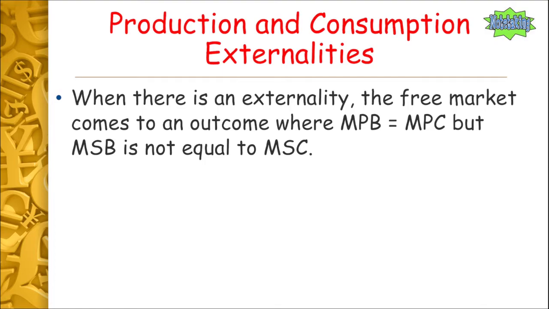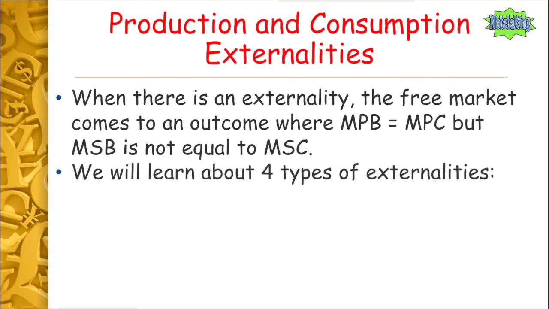So when there's an externality, the free market comes to an outcome where marginal private benefit equals marginal private costs, but marginal social benefits is not equal to marginal social costs. So what we're saying here is basically, whilst our private benefit and private costs might equal each other, our social benefits and social costs will not be equal to each other.